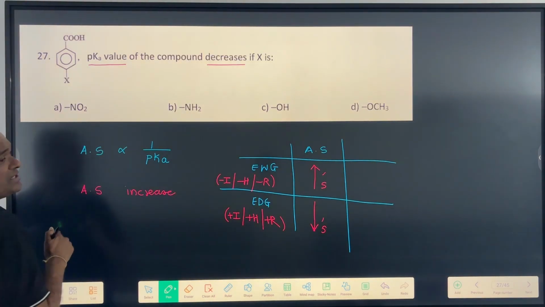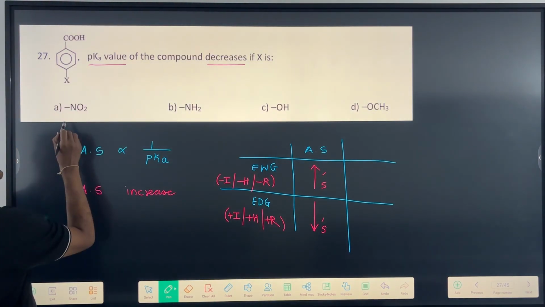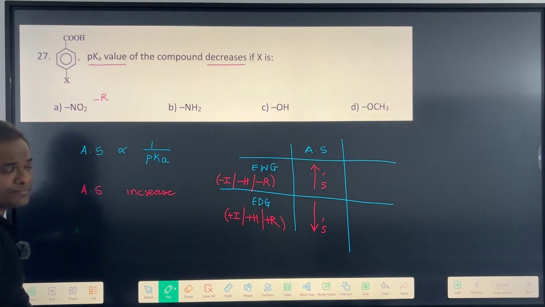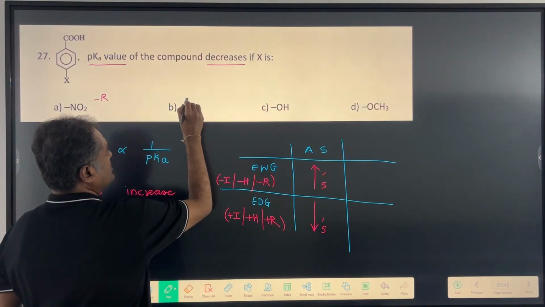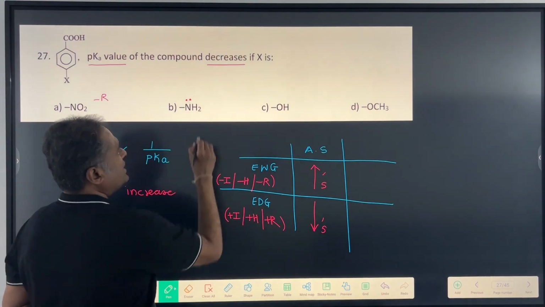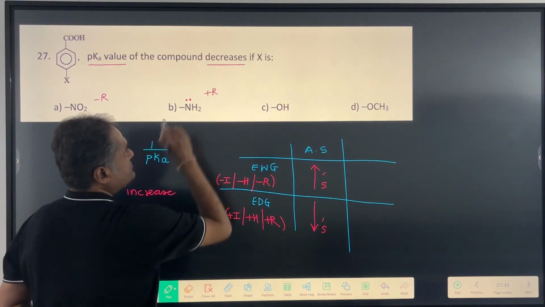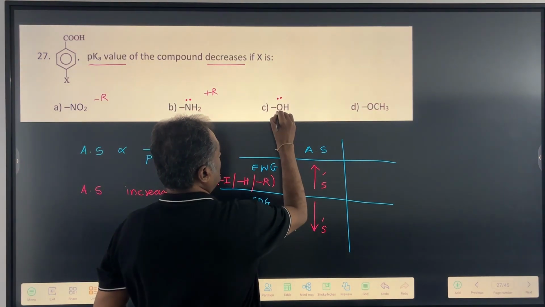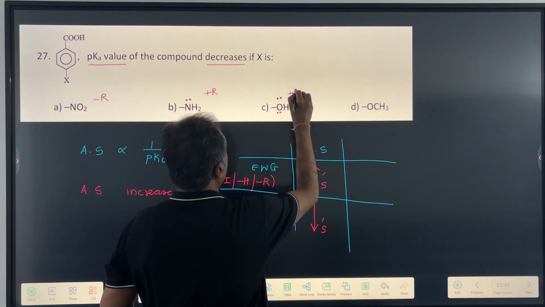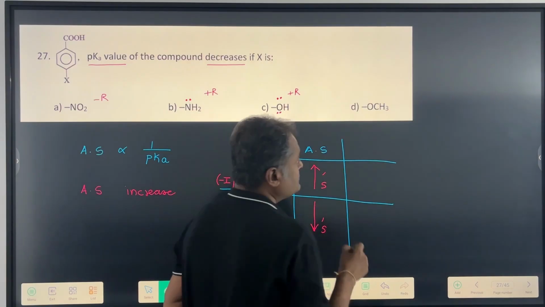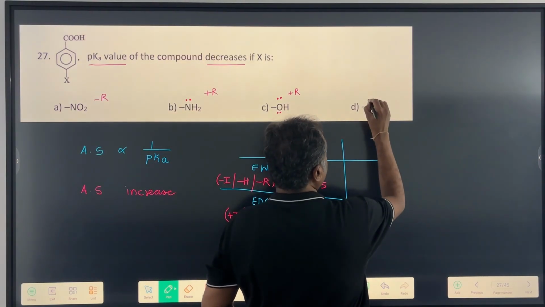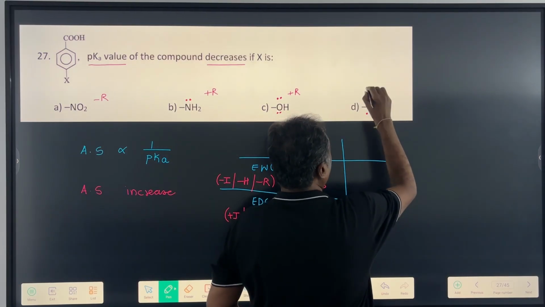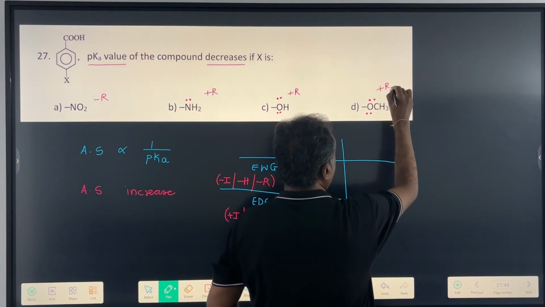Now child, you should understand, when a nitro group is attached to benzene, it will show a minus R effect. When an amino group is attached to benzene, it contains a lone pair on the key atom, so it will show a plus R effect. Over here also, the oxygen, which is a key atom attached to benzene, will also show a plus R effect. In the methoxy group also, the key atom is oxygen, and again it contains a lone pair. So it will act as a donating group, again plus R when attached to benzene.